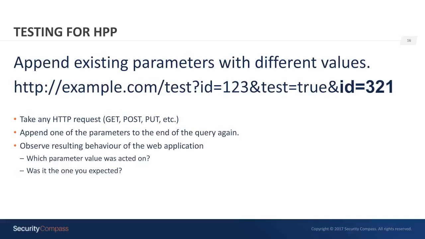So this is applicable for any HTTP request. And yes, you can append one of the parameters to the end of the query, and you observe the resulting behavior. And when you observe, you will see, okay, I gave 2 values. The first one was 1, 2, 3. The second one was 3, 2, 1. Which one was actually acted on? And was it the one that I expected, or is it different? And if it's different, that means something has gone wrong with the assumptions, right? So some assumption was made and something has not worked with that assumption.